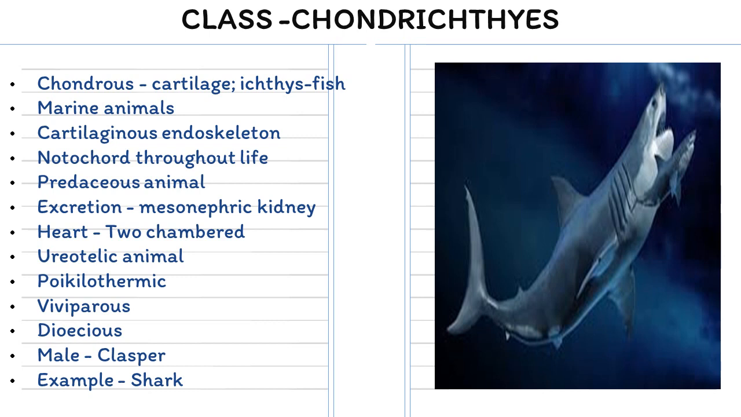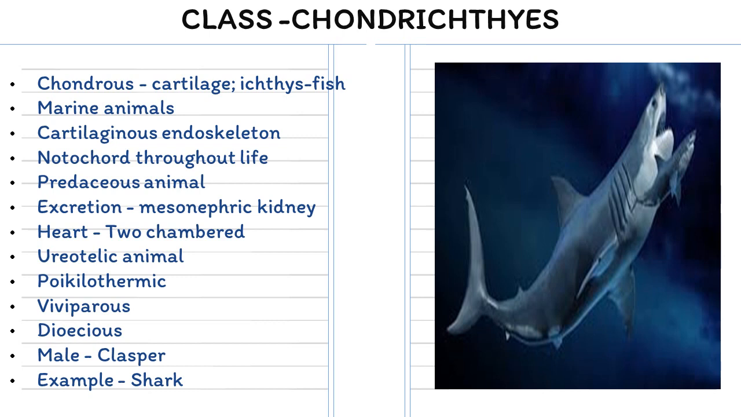Mesonephric means the kidney is formed, but it is not a well matured kidney. So the mesonephric kidney is well functioning for fishes as well as for amphibians, right? And for reptiles onwards it will be a temporary one, but metanephric is a well matured kidney. But here in fishes we can say this kidney is a mesonephric kidney. Is it clear? Okay. Then the heart is 2 chambered here.